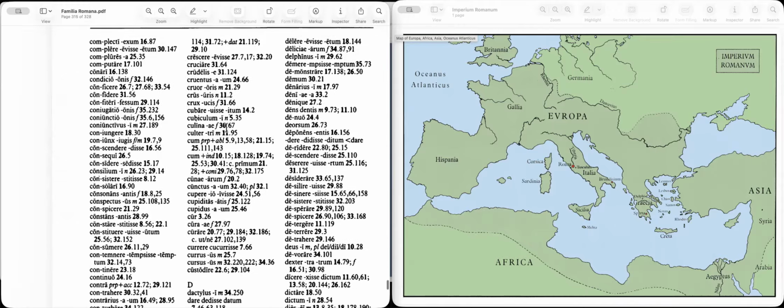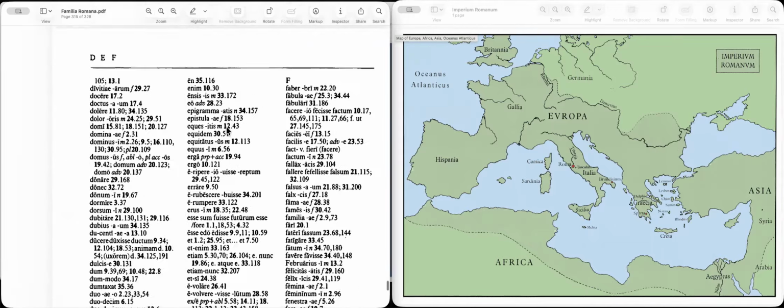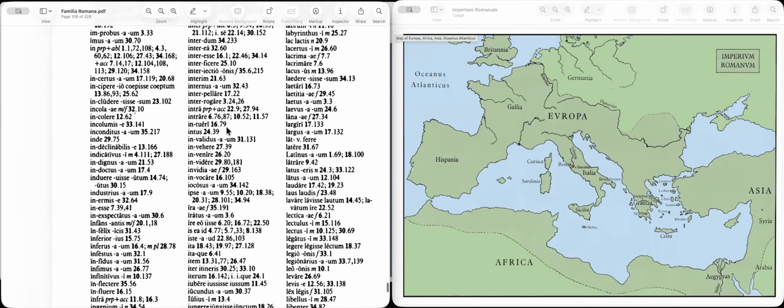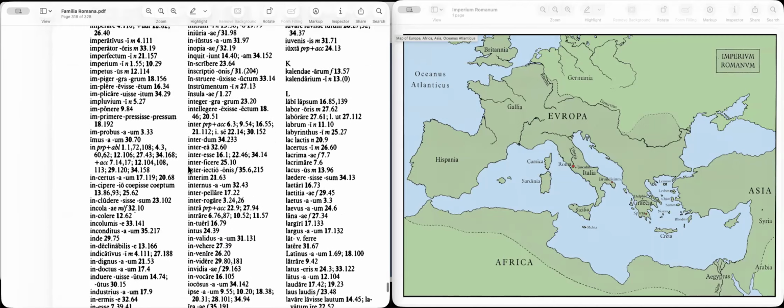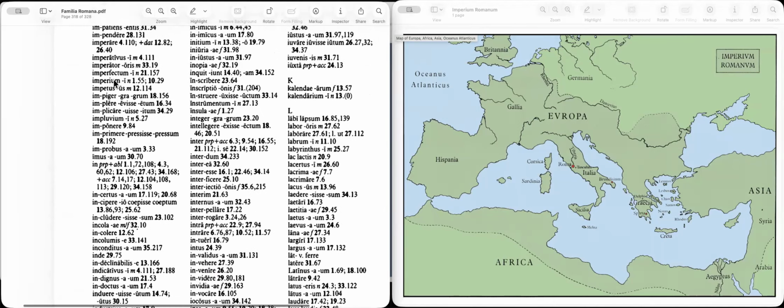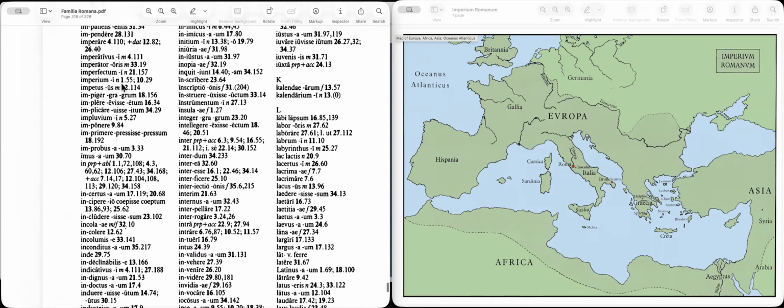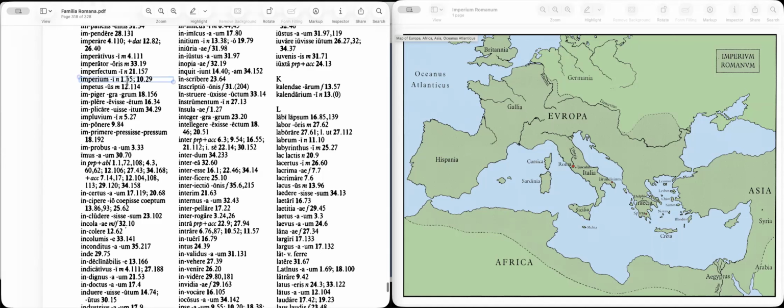Oh, I know, maybe Imperium. Let's see if Imperium is in here. Yeah, there it is, Imperium. We were talking about the Imperium Romanum. And we'll talk about what that dash I and N means. N means neuter. We'll talk more about the grammar later. And they say, hey, look at chapter 1, line 55, and also chapter 10, 29.